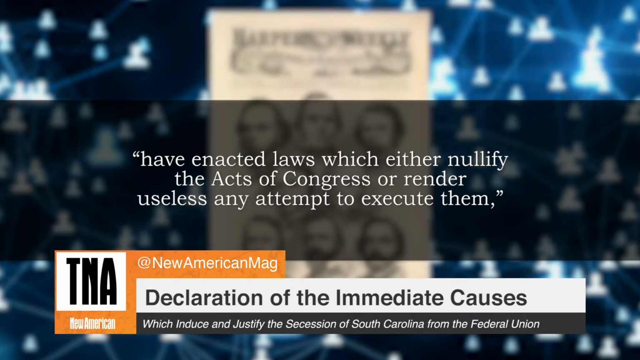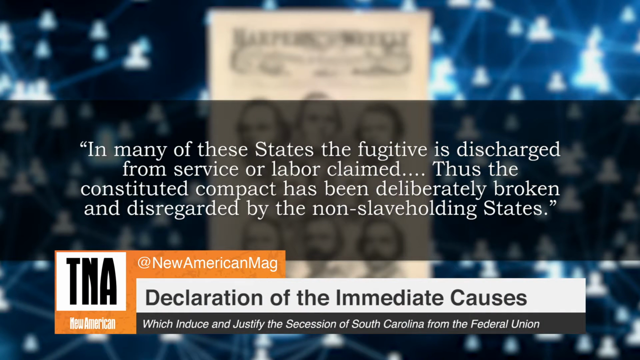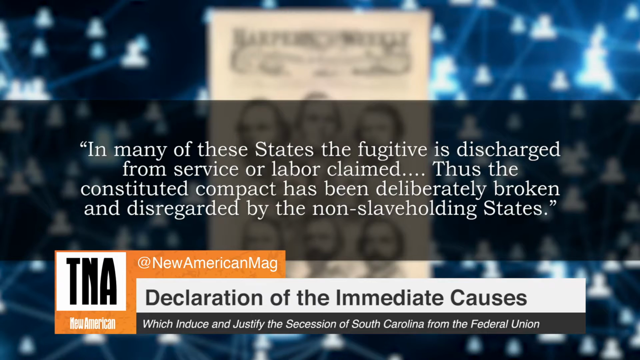And so, in particular, these southern states blasted Maine, New Hampshire, Vermont, Massachusetts, Connecticut, Rhode Island, New York, Pennsylvania, Illinois, Indiana, Michigan, Wisconsin, and Iowa, because those states have, quote, enacted laws which either nullify the acts of Congress or render useless any attempt to execute them. That's in their official declaration of why they seceded, okay? They said in many of these states, the fugitive is discharged from service or labor claimed. Thus, the constituted compact has been deliberately broken and disregarded by the non slaveholding states.